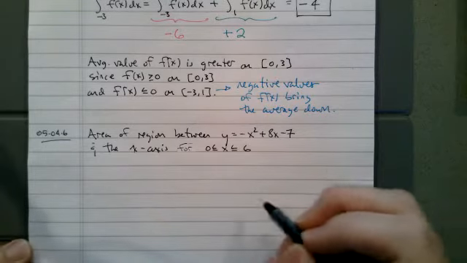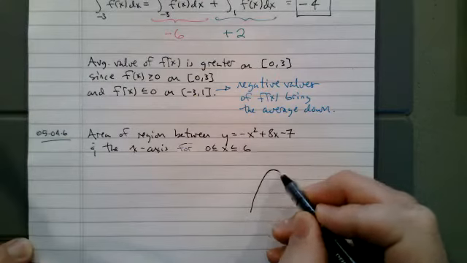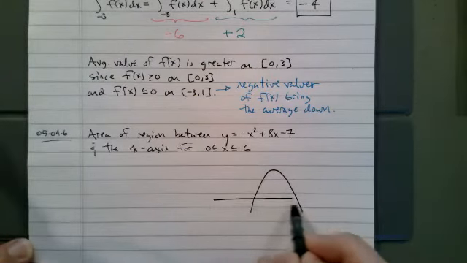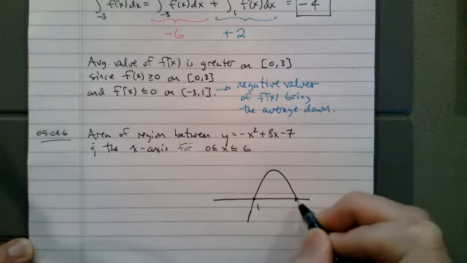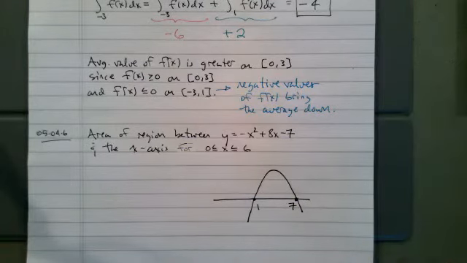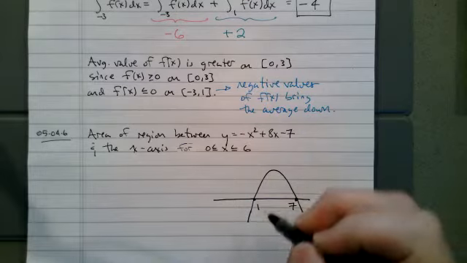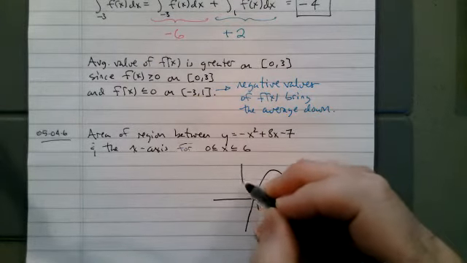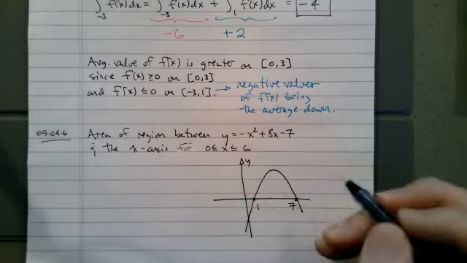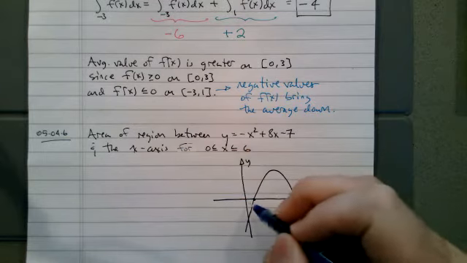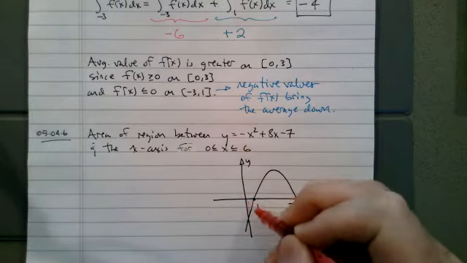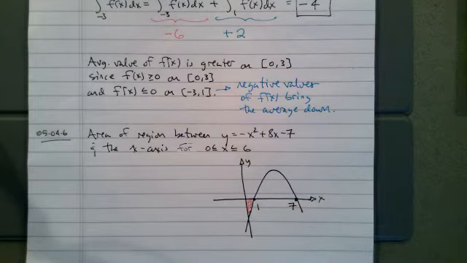So if we look at a graph of this parabola, the zeros are happening at 1 and at 7. So this is where we're going to get the zeros of this parabola. But we want to find the area from 0 to 6. So we want to find the area starting off at 0 and ending at 6.